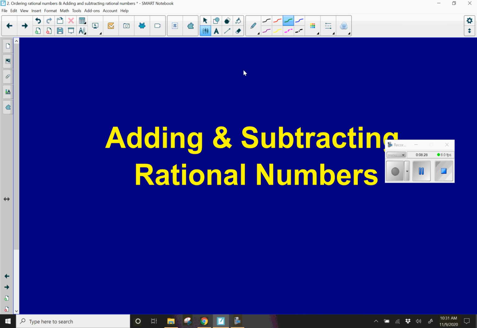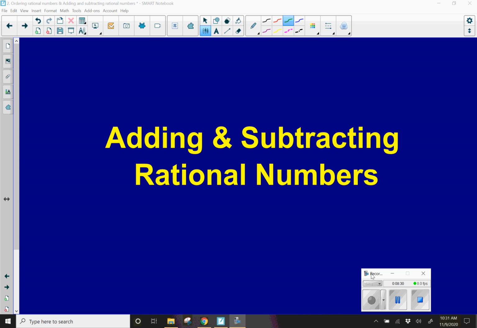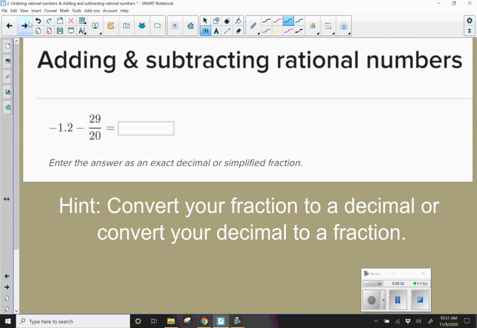Okay, let's move into adding and subtracting rational numbers. So in this case, they're going to give you decimals, fractions, possibly percentages, and you're going to have to convert them all to 1. Now, I prefer to work with decimals. If you'd rather work with fractions, you can convert them to fractions. You'll notice that in these examples, though, I convert everything to a decimal.